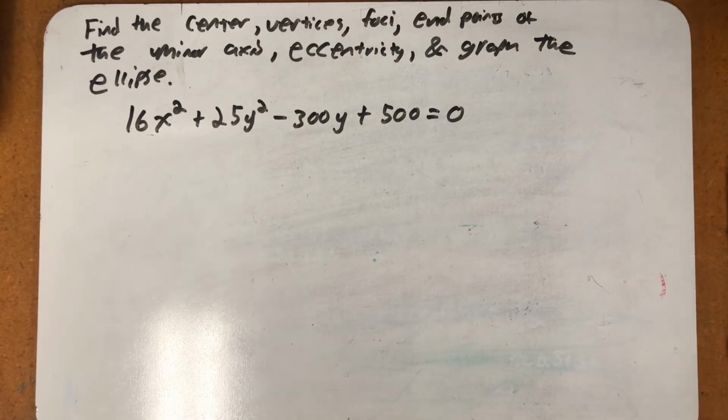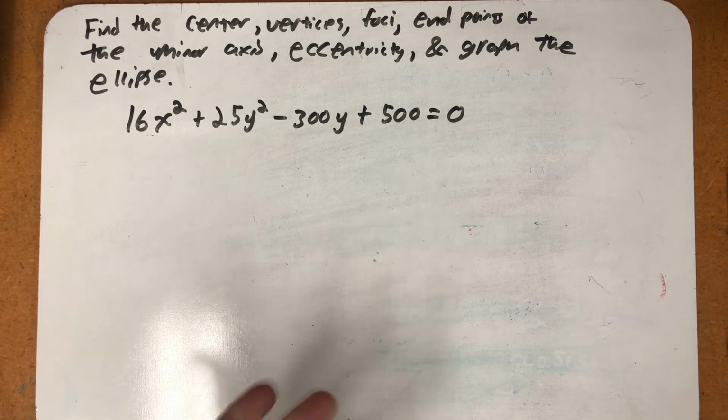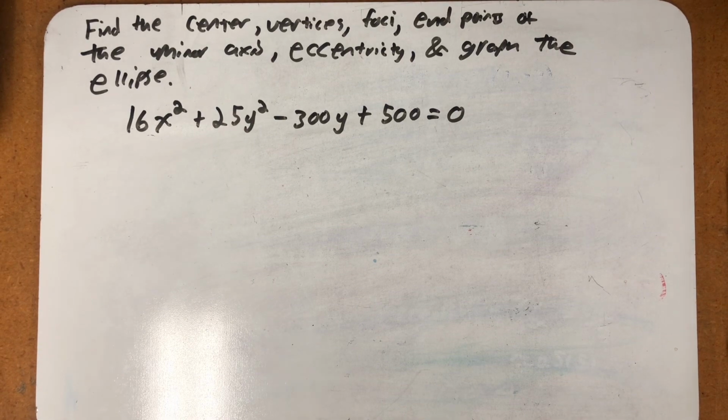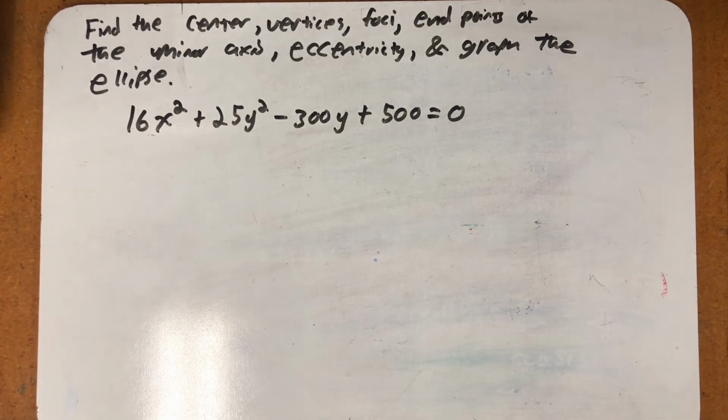Find the center, vertices, foci, endpoints of the minor axis, and eccentricity for this ellipse, and then we're also asked to graph it. We'll just pretend I read all those instructions in the order that they're written. So I'm given an equation here, and it's for an ellipse. It's just not in the standard form of an ellipse.